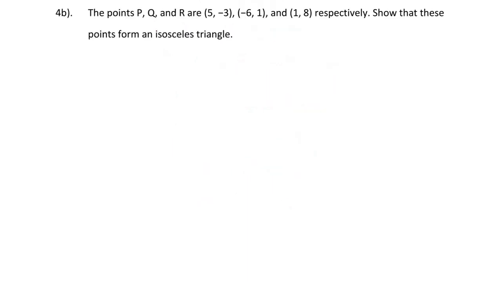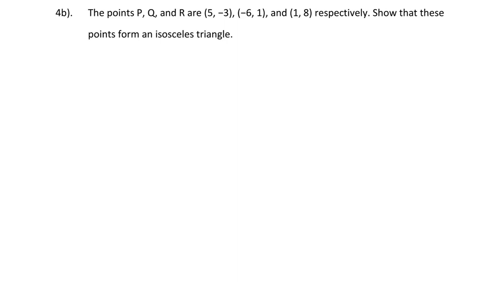Part B of the question, the points P, Q, and R are those coordinates respectively. We are supposed to show that these points form an isosceles triangle. Okay, so this is the geometry problem. We have to remember that an isosceles triangle is a triangle that has two sides with an equal length.